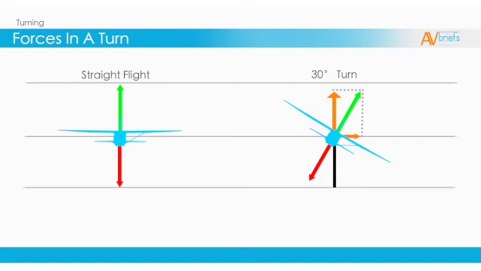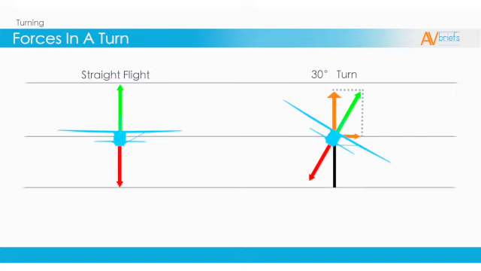You could imagine a string coming up from the top of the airplane in the direction of the green arrow. If you were to spin the airplane on that string, you are doing exactly what happens in a turn. As the vertical component of lift is reduced, because it is now pulling into the turn, there is not enough lift to maintain level altitude.